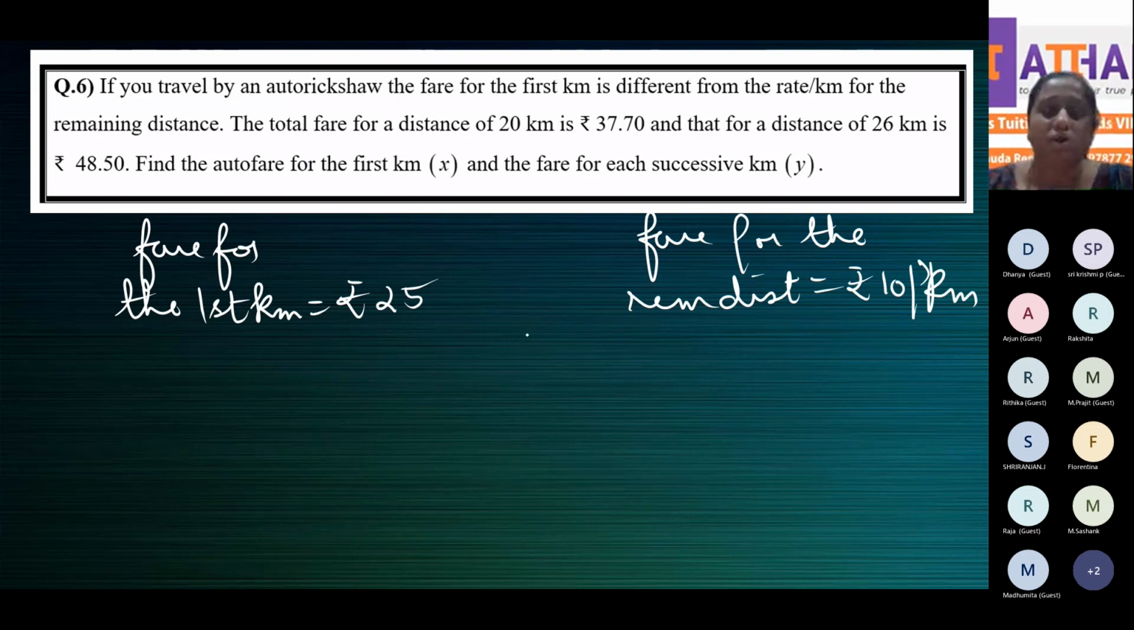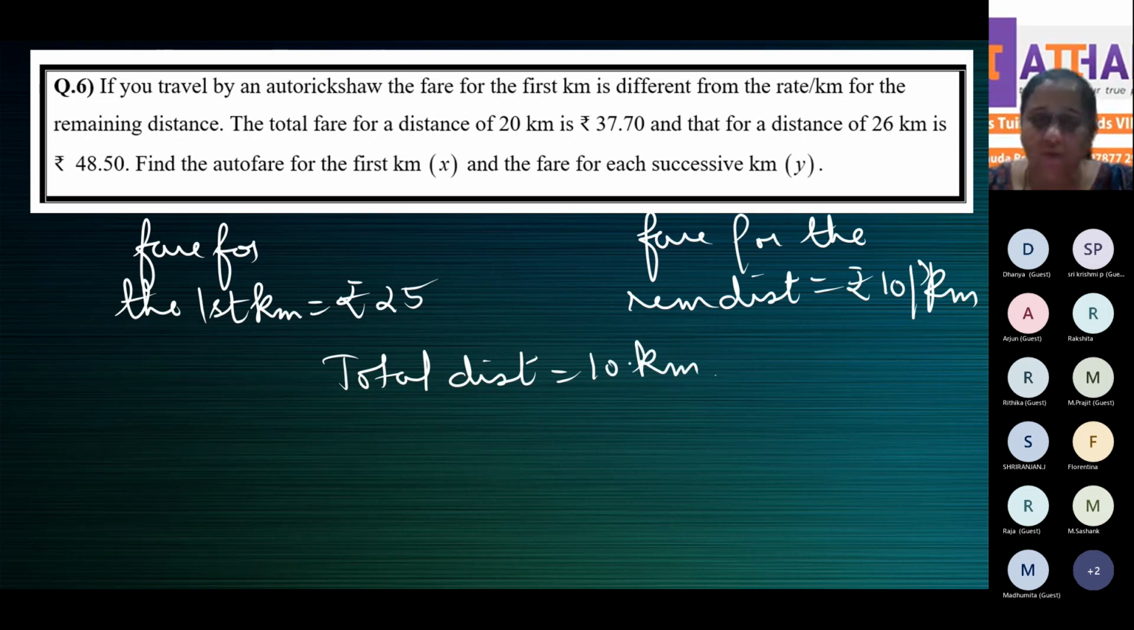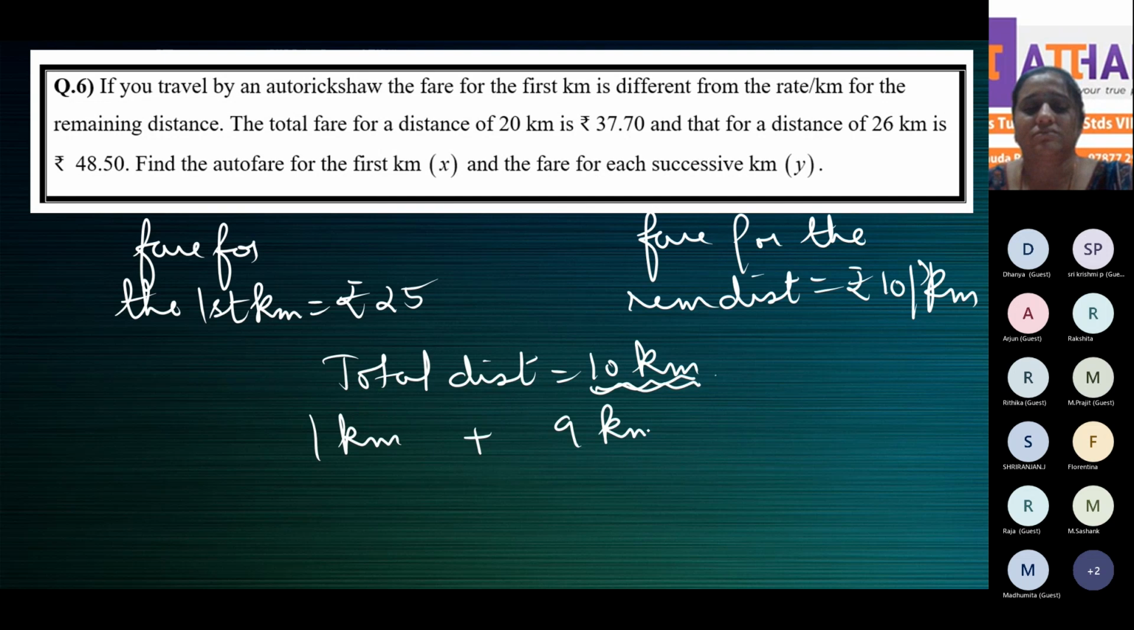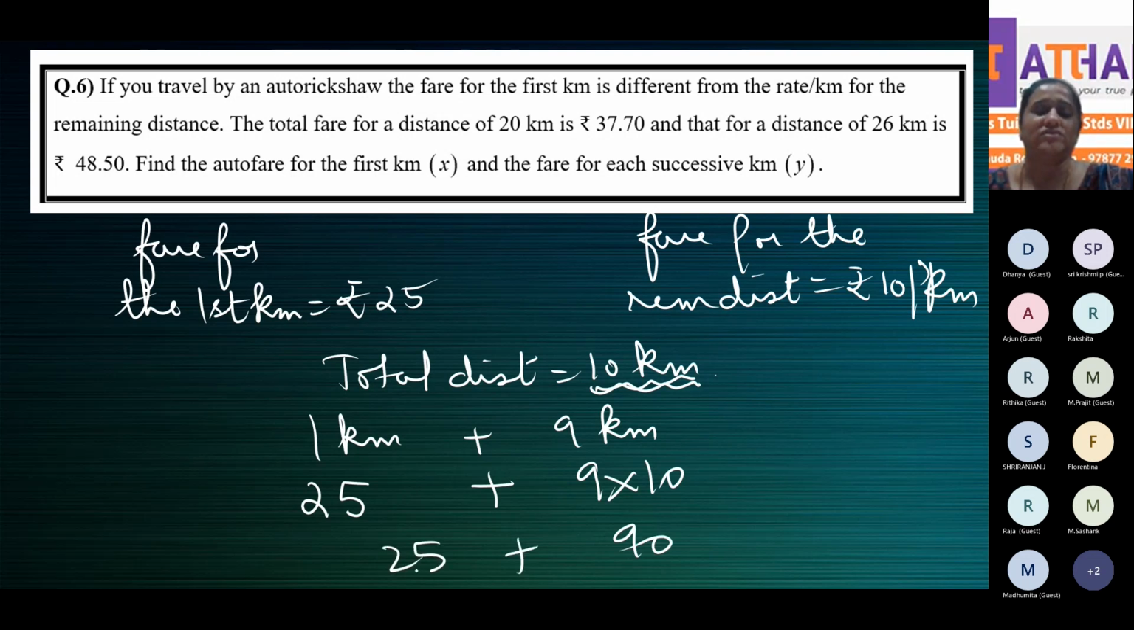Now, supposing you hire an auto and travel a total distance of 10 kilometers. When you get off the auto and pay the automan, you split your total journey of 10 kilometers as 1 kilometer and 9 kilometers. For the first kilometer, the fare will be 25 rupees, plus for the remaining 9 kilometers, you pay at the rate of 10 rupees per kilometer. So 90 plus 25, which is 115.